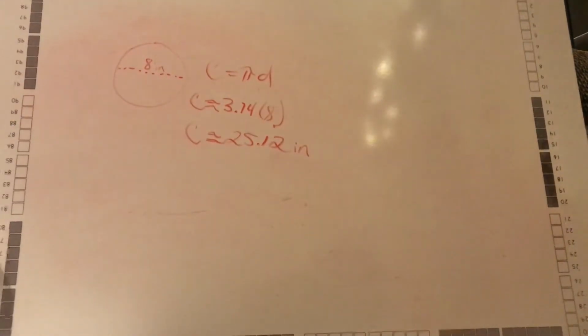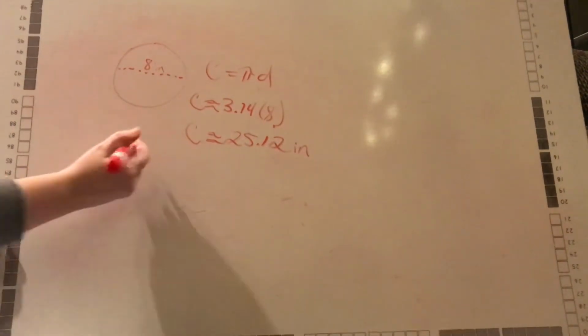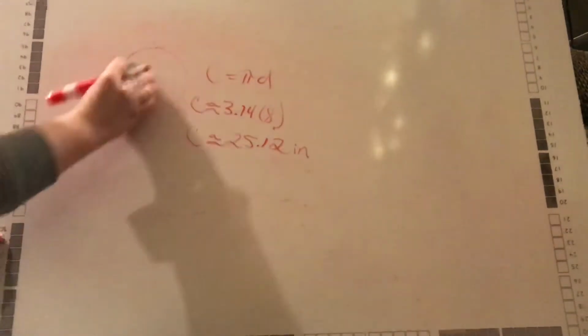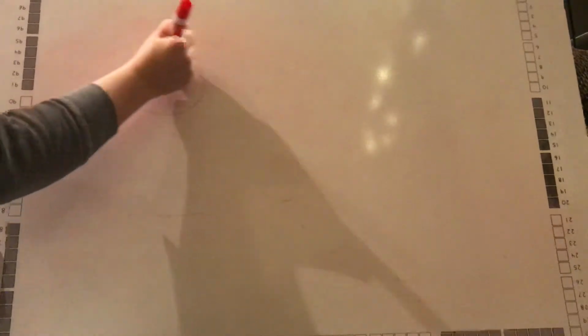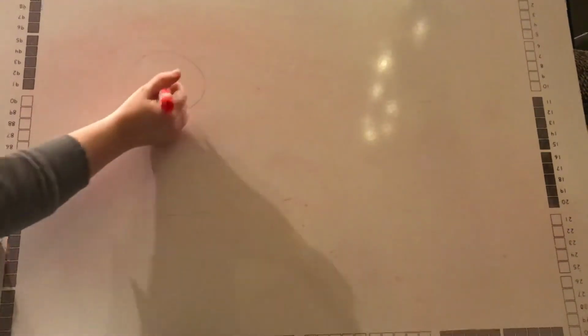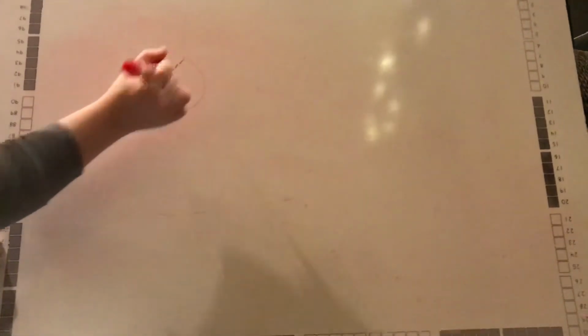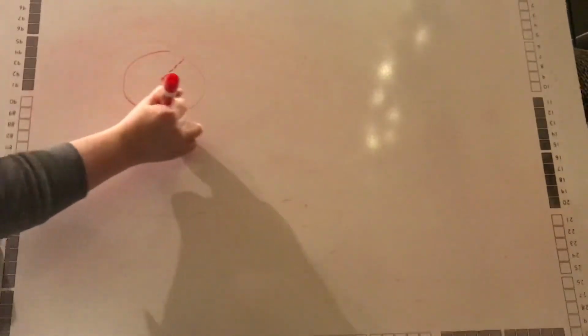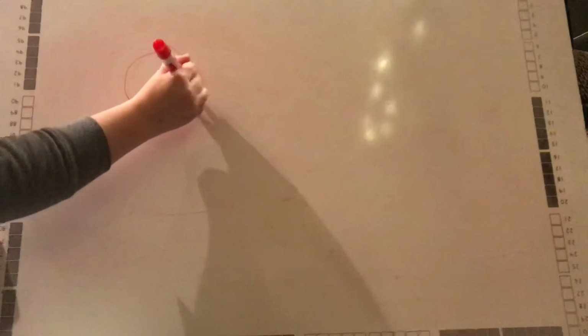inches. All right, the next one, we have a circle and it has a radius of 14 centimeters.